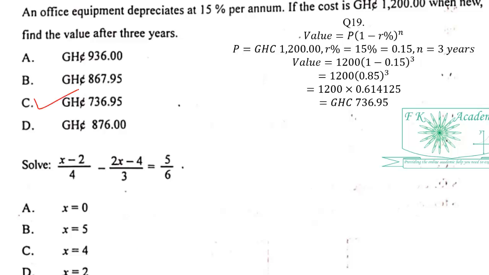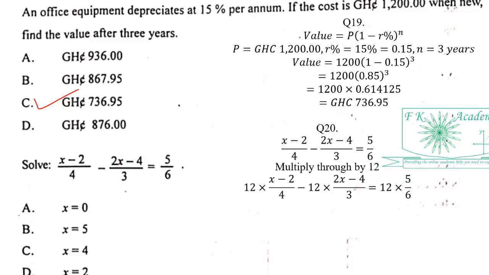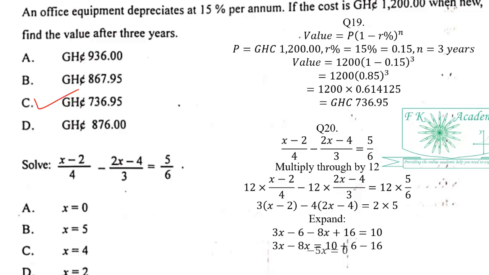Solve (x minus 2)/4 minus (2x minus 4)/3 equals 5/6. Linear equation. So the LCM is 12. Multiply through by 12 and expand. Then you group like terms and simplify to get x equal to 0.